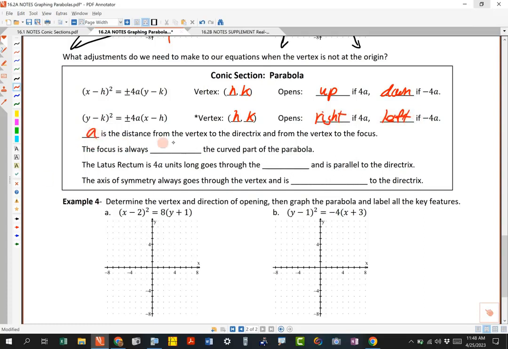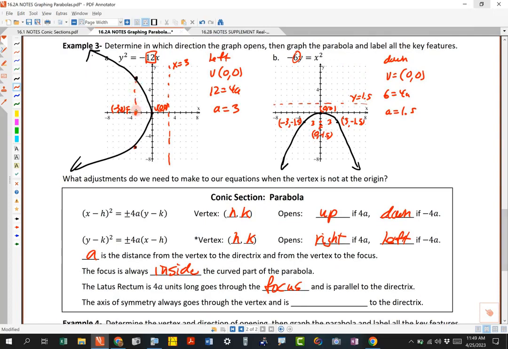a is always the distance from the vertex to the directrix. The focus is always inside the curved part of the conic section. So if you can look at the equation and tell which direction it opens, if it opens to the left, you're going to put that focus inside there to the left of wherever the vertex is. Same thing if it opens up or down. The latus rectum is 4a units long, and it always goes through the focus, and it's parallel to the directrix, like we saw up here. So here's the latus rectum. It's parallel to the directrix.